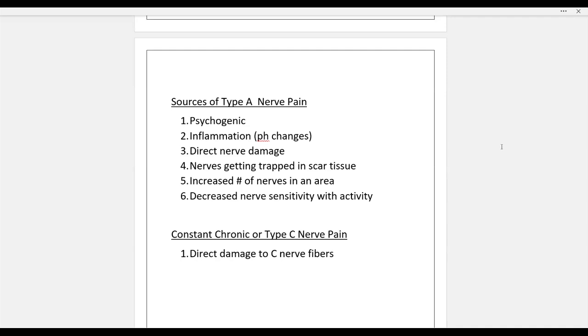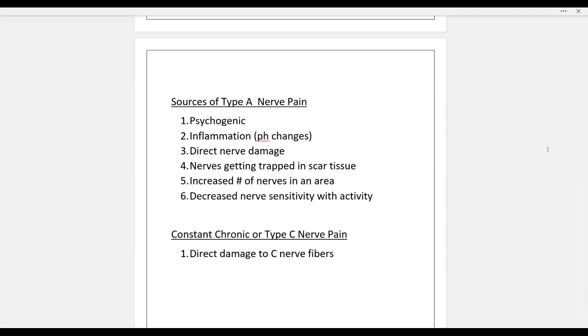Now, type C, what about the patient who has constant pain? Constant, with no motion, they feel low-grade pain. How are you going to explain that? Well, that's direct nerve damage to the C nerve fibers. That's what causes constant pain. Direct damage to the C nerve fibers. And by the way, this happened in the last case I was an expert witness in.